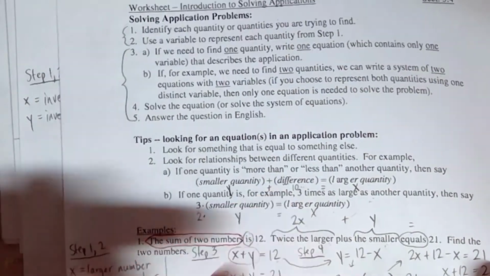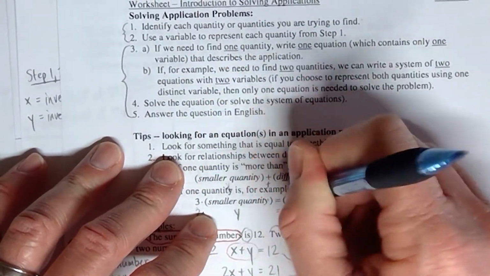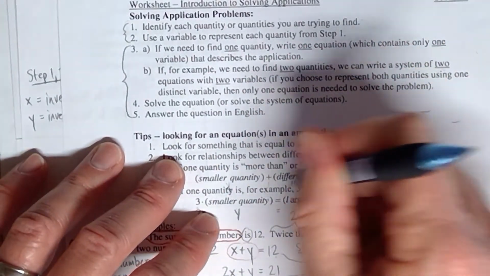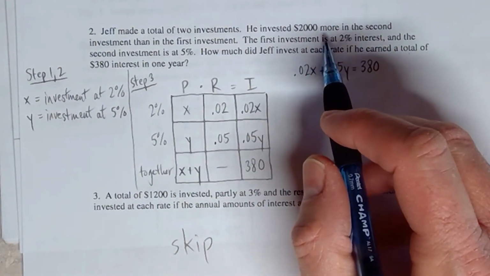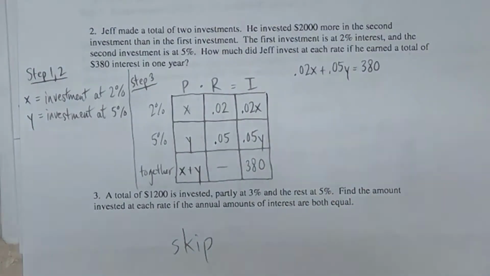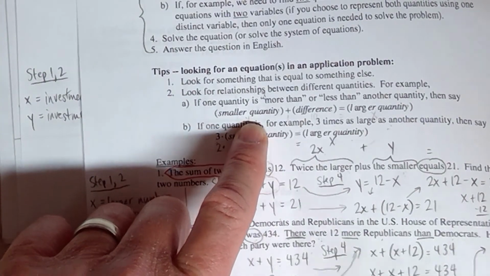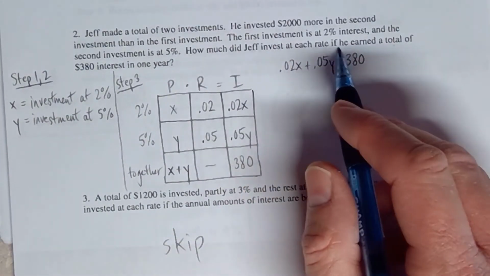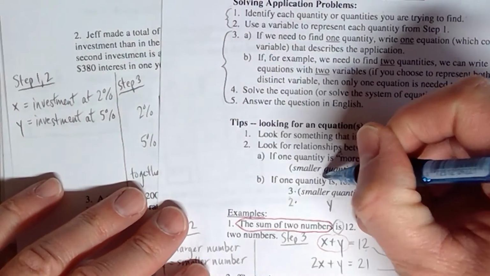So because of that, we can use this guideline right here to help us. When something is more than something else, you take the smaller of the two things being compared. What two things are being compared here? When they say 2,000 more than, they're comparing the first investment and the second investment, aren't they? They're saying that the second one is 2,000 bigger than the first one. So you take the smaller of the two things being compared, and you put it here. That's the first investment, right? The first investment was the 2% one. So since the 2% one is the smaller one, we put the x right here where the smaller quantity is.